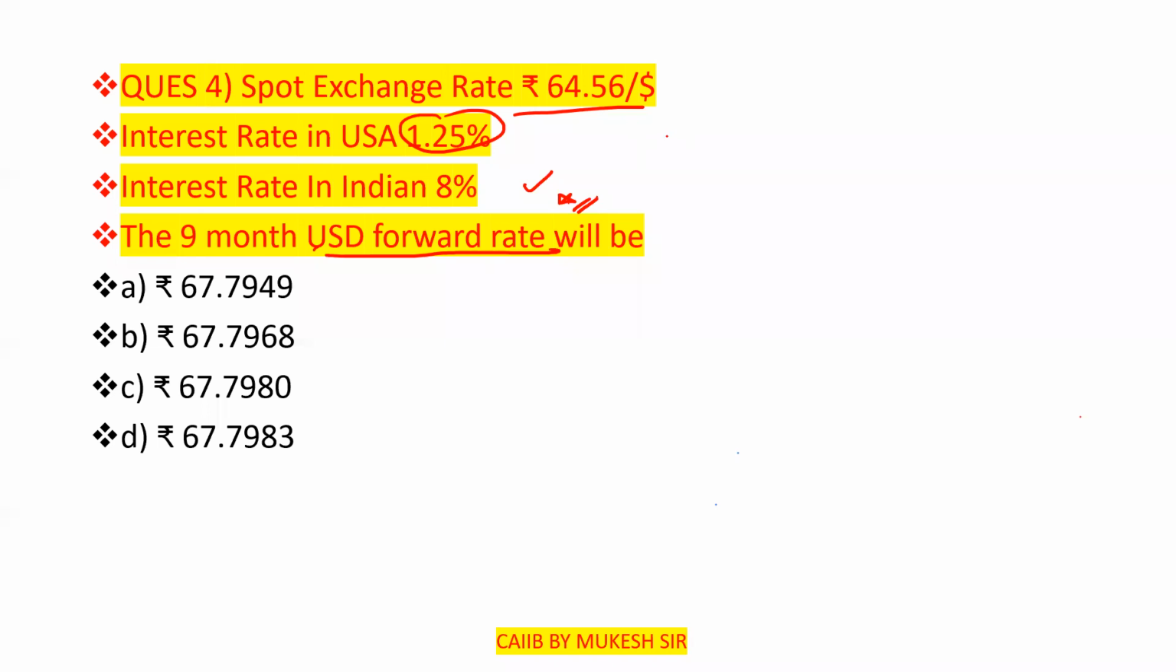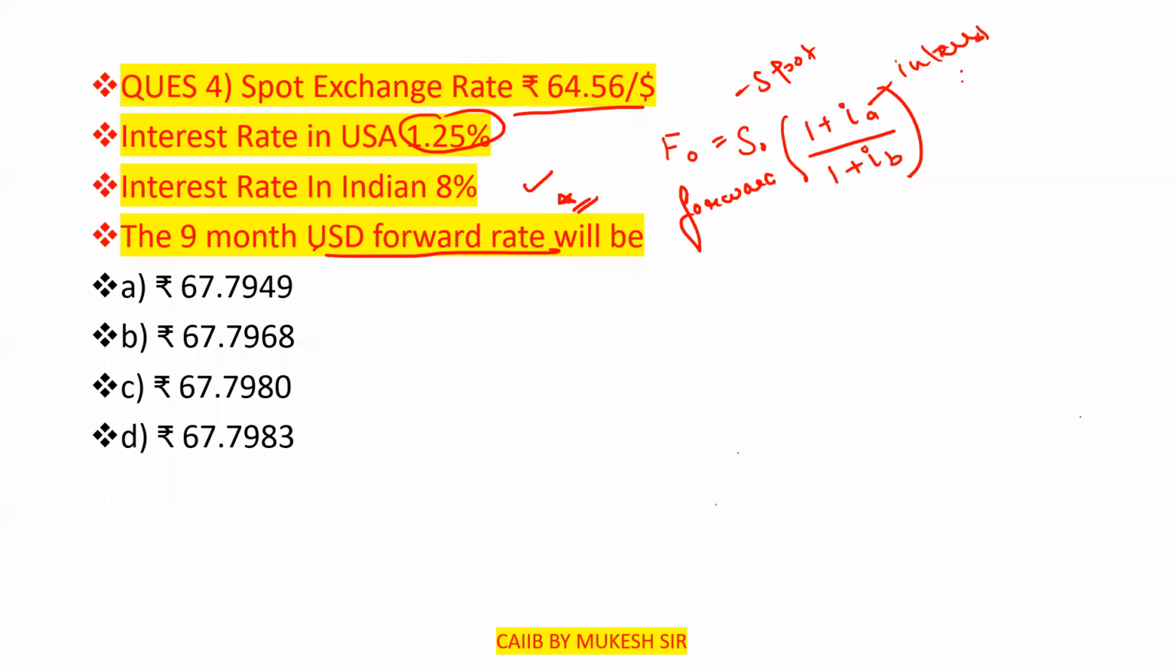Clear. So when we discussed that question, the forward rate is equal to this formula, which I have discussed at that time. F0 is the forward rate, S is the spot rate, and this is the interest rate of the quoted currency. Here we have to put the interest rate of India, and IB is the interest rate of the base currency. Clear.